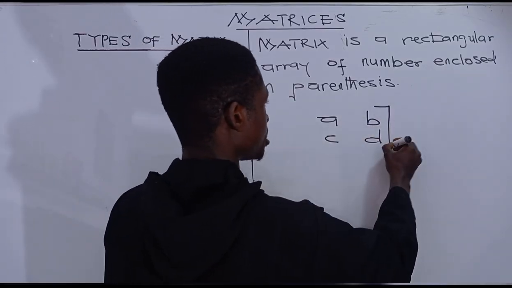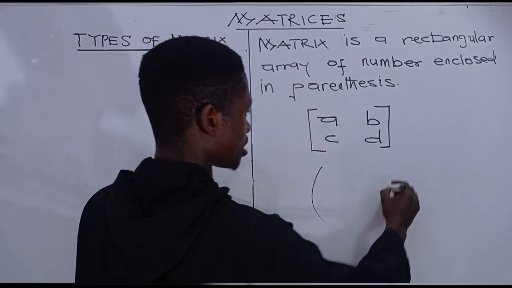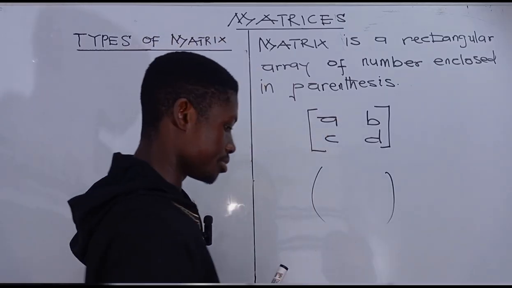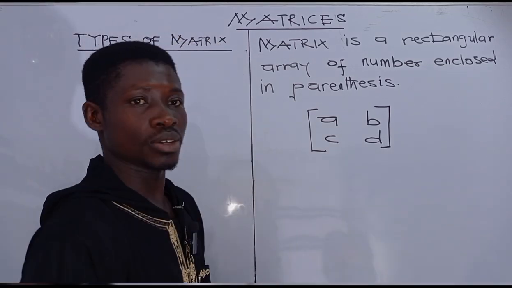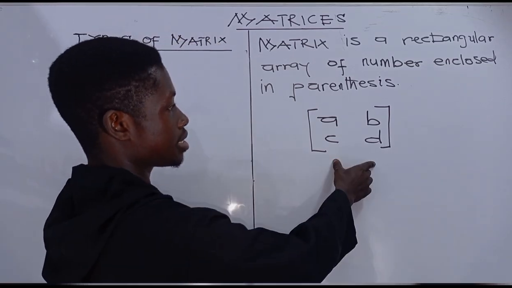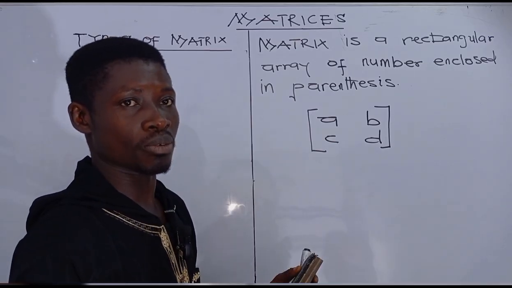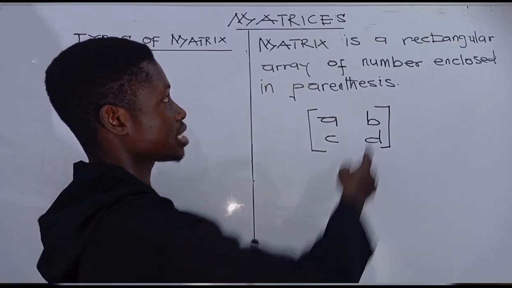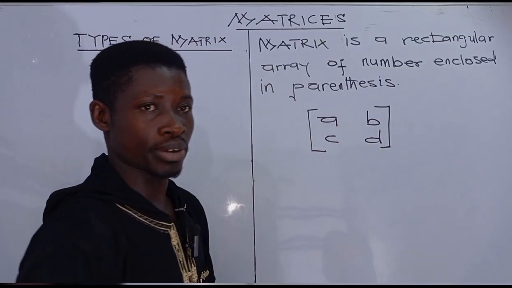I always like using the square brackets. You can also use this bracket, it is accepted. Good. Once this is done, we can say that these numbers have been written in a matrix form because we are talking about what? A rectangular array of numbers enclosed in parentheses.